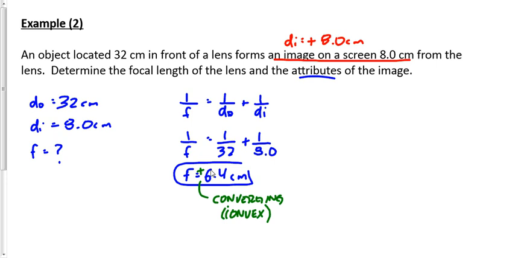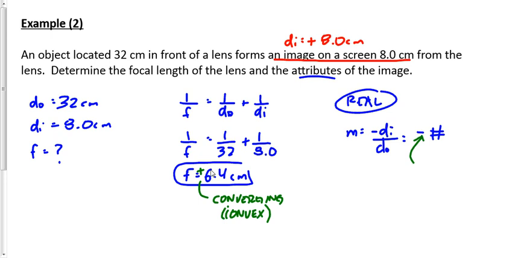Well, we know that this is a real image. We already told that because the image is formed on a screen. If we look at our magnification equation here now, M is equal to negative DI over DO. It's HI over HO, but it's also negative DI over DO. I don't even need to put numbers in here. Negative DI over DO gives me negative something. If it's a negative magnification, that tells us that we have an image that is upside down, or inverted.